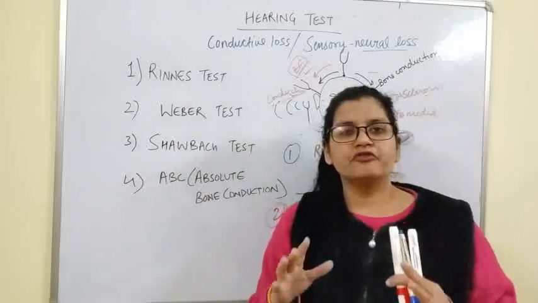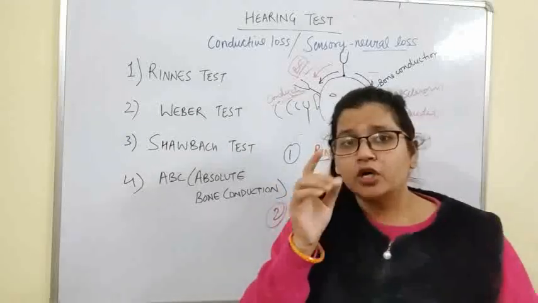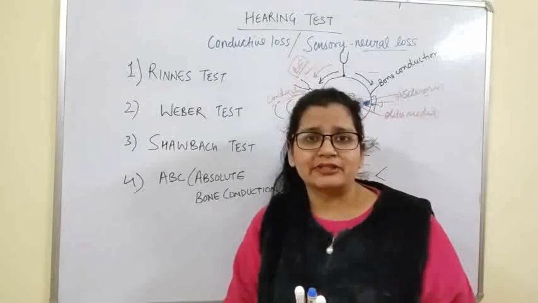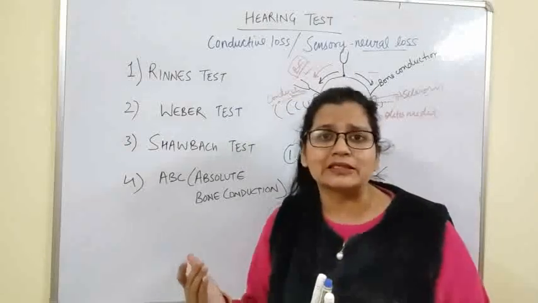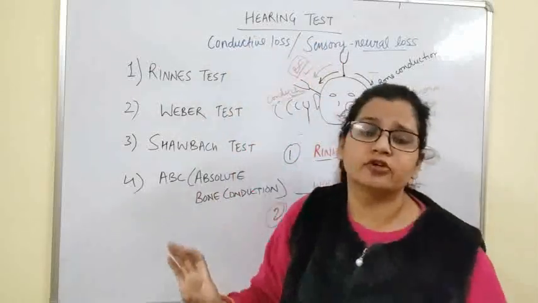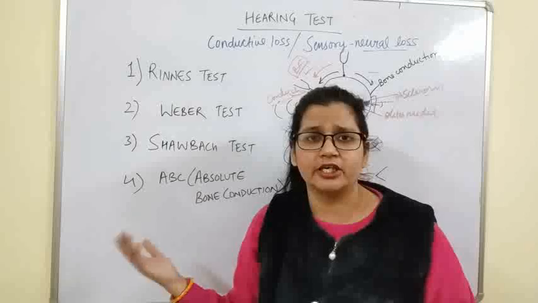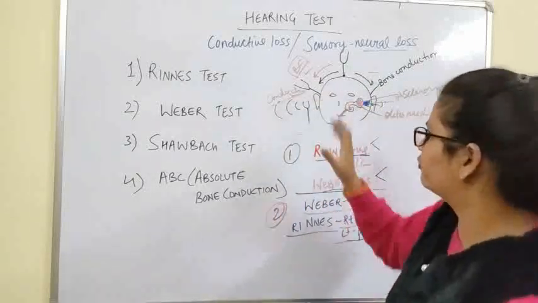Okay, so now we have seen how to perform the test and what is the meaning of the test. Now, by discussing two examples, we'll try to learn and assess which type of loss it is, whether it's conductive loss or sensory neural loss. So these are two conditions. You have performed these tests.